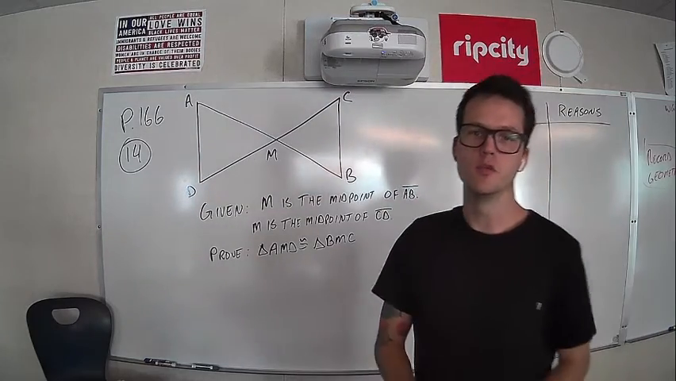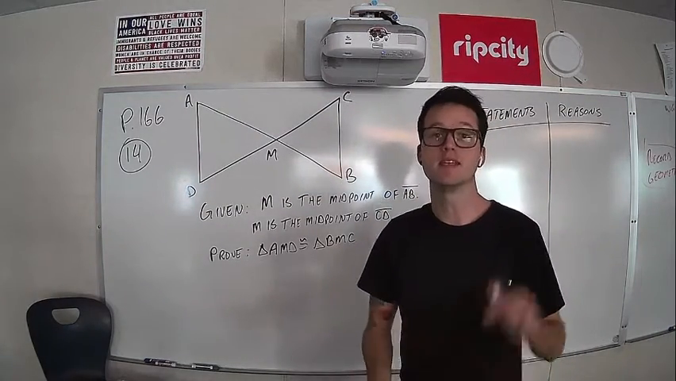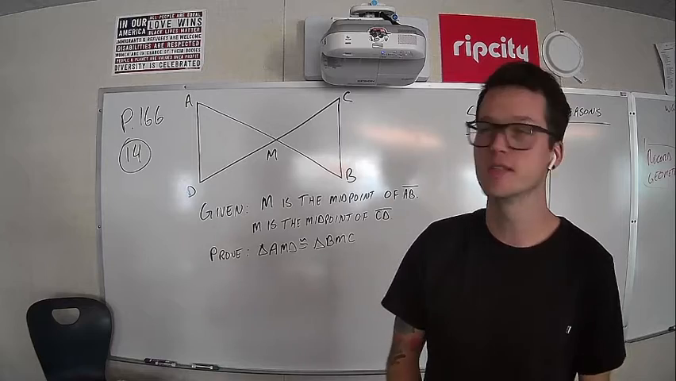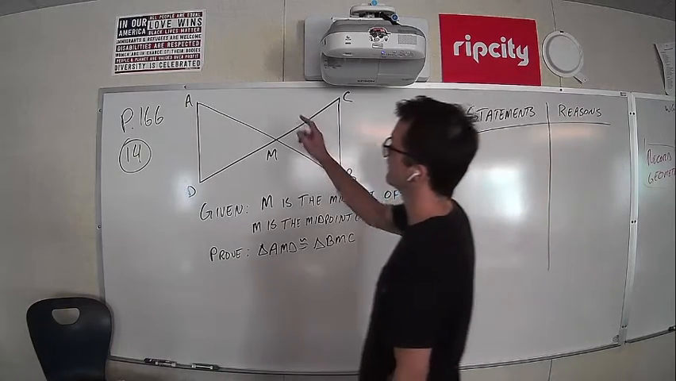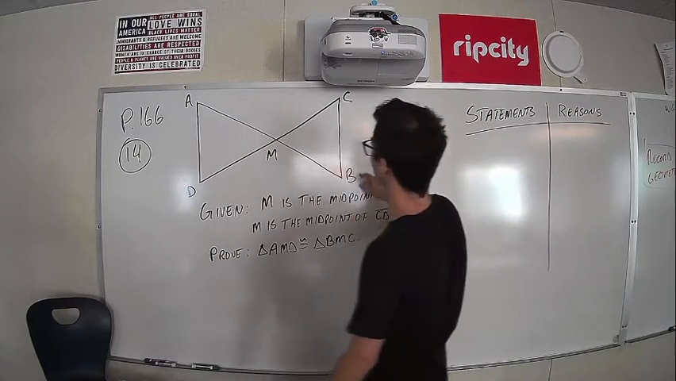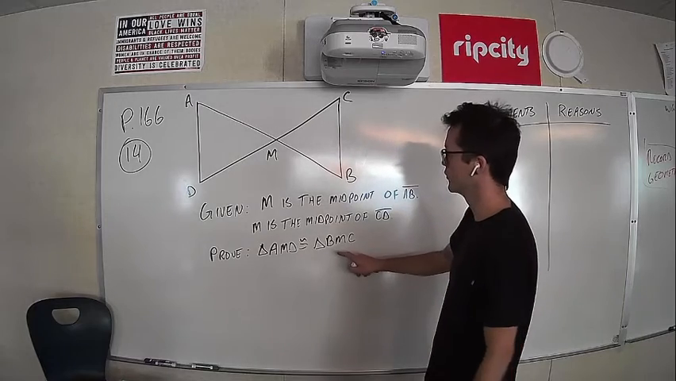Hey team, here's a walkthrough, page 166, number 14. This is the video proof from the week 12 assignment. So here we go. We have these two triangles, ADM and BMC. We are asked to prove that they are congruent.